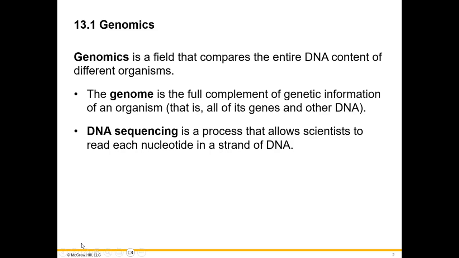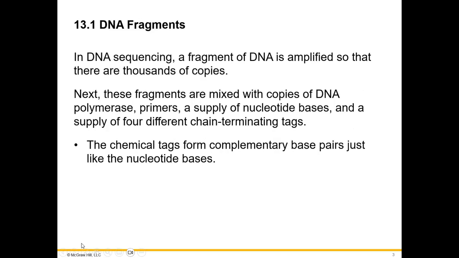When we talk about DNA sequencing, that's the process that allows scientists to read the sequence of each nucleotide in a DNA strand. In DNA sequencing, a fragment of DNA is going to be amplified so that there are thousands of copies. After that, the fragments are going to be mixed with copies of DNA polymerase, primers, and a supply of nucleotide bases. This is what allows us to add new nucleotides to make new copies of that DNA. Also, in this mix, we're going to add 4 different chain terminating tags, and these are going to be the spot that that DNA copy stops.